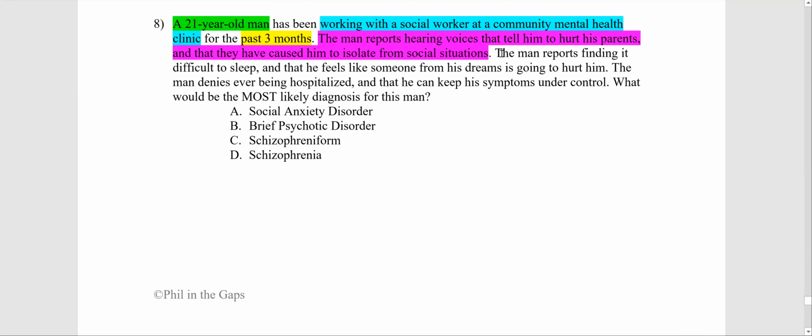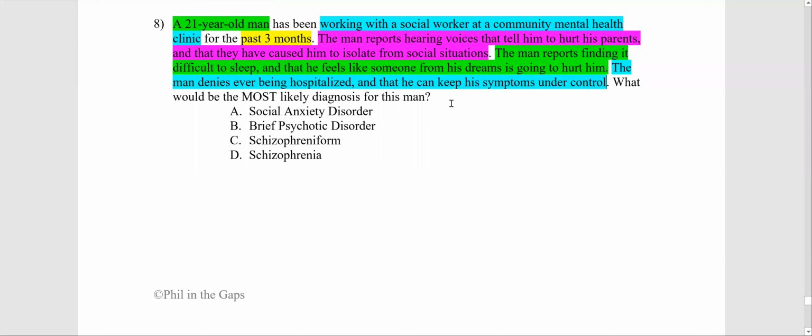So we're seeing a 21-year-old man, and we are in a community mental health clinic, and he's been coming for 3 months, any length of time. Hop on top of it because it paints the picture of what we're looking at this given moment. The man reports hearing voices that tell him to hurt his parents, and they have caused him to isolate from social situations, so secluding himself. The man reports finding it difficult to sleep, and that he feels like someone from his dreams is going to hurt him. And the man denies ever being hospitalized, and he can keep his symptoms under control.